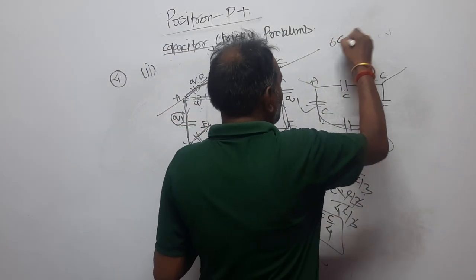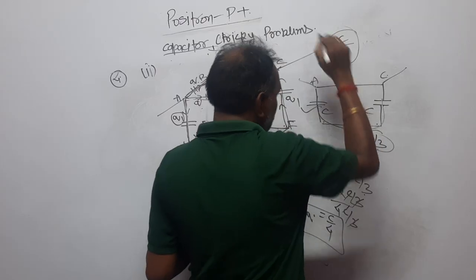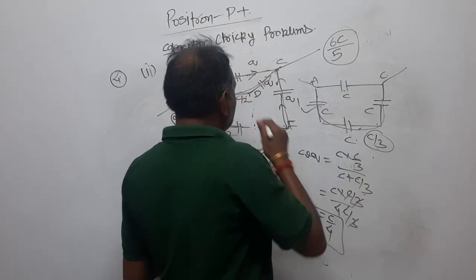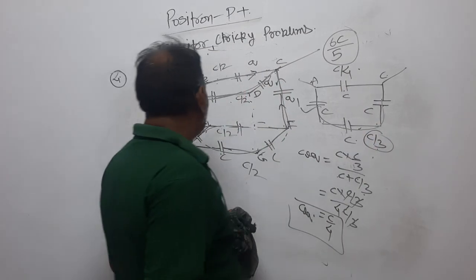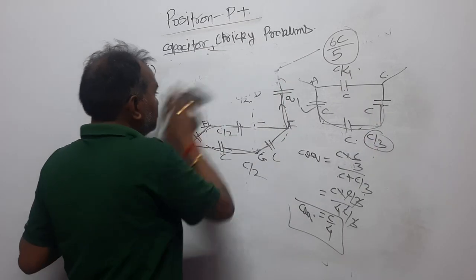So for the body diagonal points, the capacitance works out to be 6C by 5. Between the surface diagonal points, it works out to be C by 4. Let's take the third one.